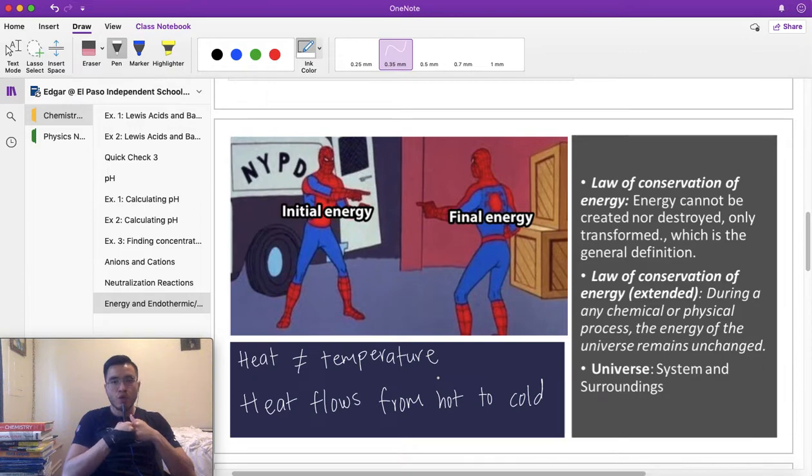And that's because, according to the law of conservation of energy, energy cannot be created nor destroyed. It can only be transformed. Okay? So we cannot create energy. When we say create heat, what we mean is we convert or transform some type of energy into heat. Like when you rub your hands together, we are creating heat, but really we're just transforming the kinetic energy, the movement of our hands, due to friction, into heat energy. Because energy has to remain unchanged.